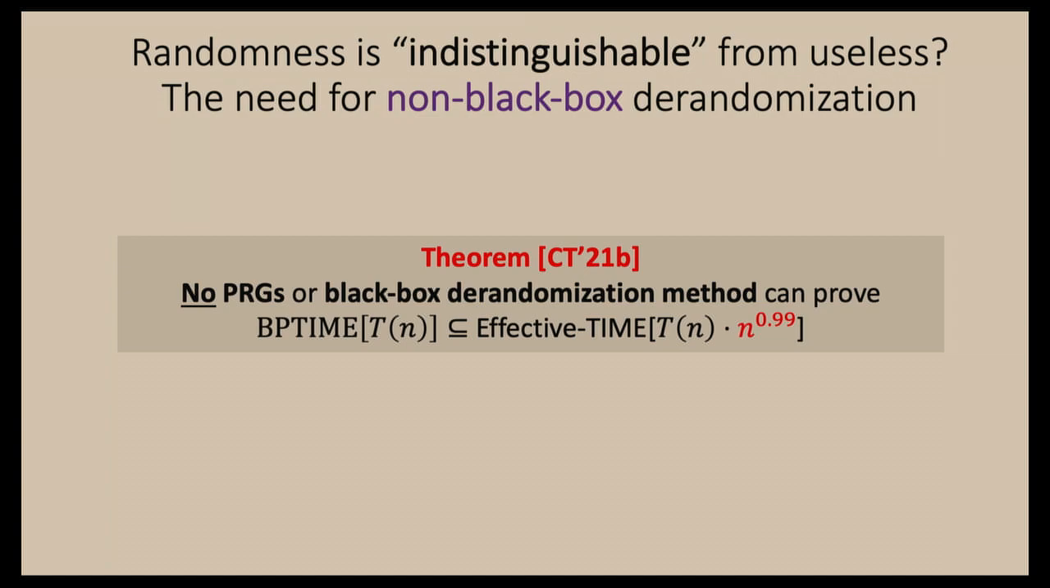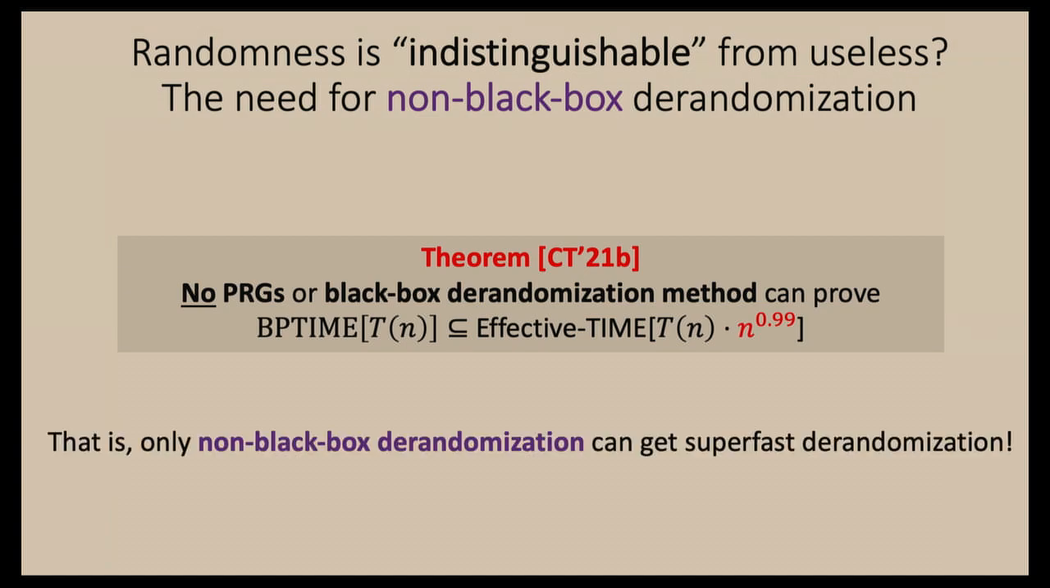Any question? I should just go on. You may ask, why do we need such a crazy assumption? Maybe you can just do it with a PRG or some black-box method. But actually, the answer is no. You can easily prove that no PRG can be used to prove an overhead even of n^(1-epsilon). It's actually quite an easy proof; you can try to come up with it yourself. But the message here is that if I want effective derandomization with almost no overhead, you need to use something beyond PRGs, like a targeted PRG. So only non-black-box derandomization can get super fast derandomization.